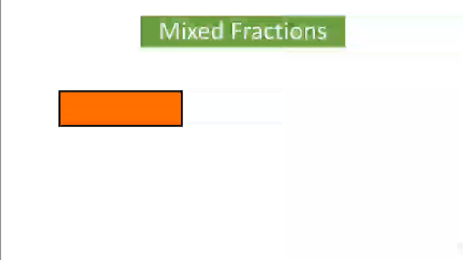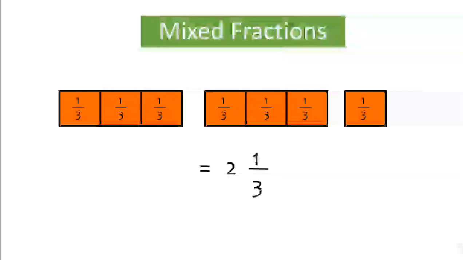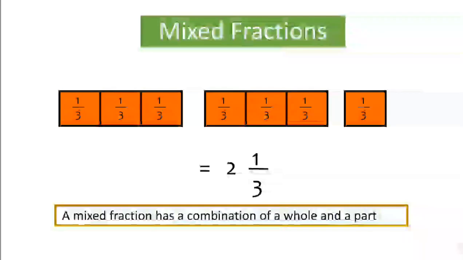Okay, this is a whole part, one rectangle. Then we divide this into 3 equal parts, that is 1/3 each. Then next, another one. This is also divided into 3 equal parts, 1/3 each. That is total 2 whole parts. Then a single part is there, that is 1/3. This can be written in the form of a mixed fraction. 2 is the whole number and 1/3 is the fraction. That is, a mixed fraction is a combination of a whole and a part.